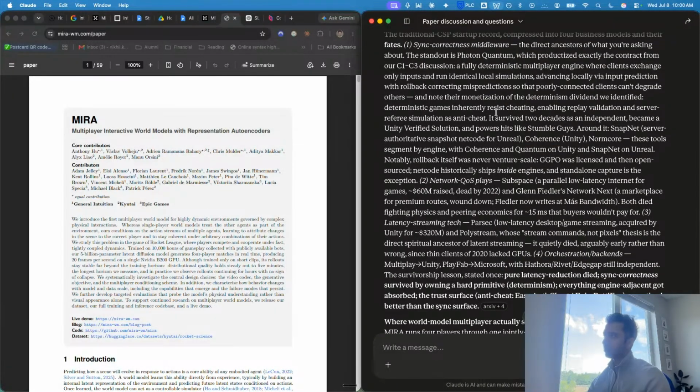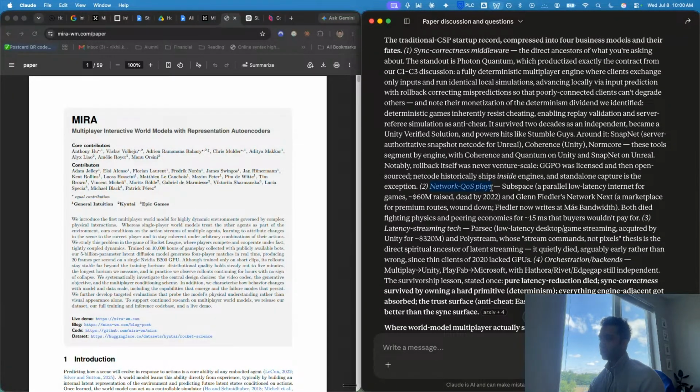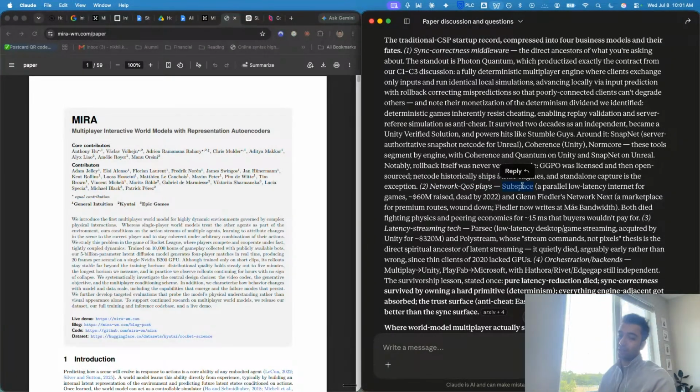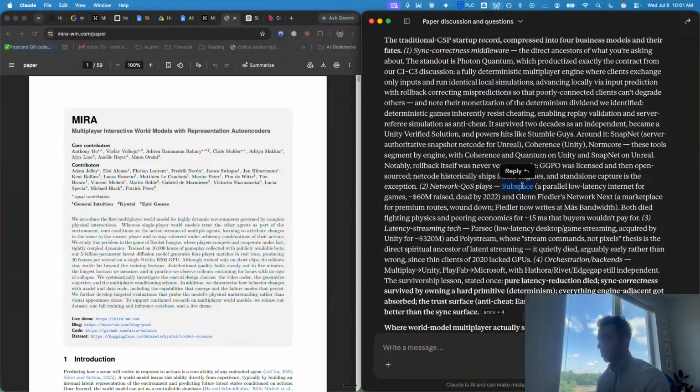So those exist. And then there's network quality of service plays, which is like, instead of building this synchronization layer, why don't we just make the internet faster so that you decrease the need for a synchronization layer? So Subspace was a company that built a faster network infrastructure, which multiplayer gaming studios could use for a faster connection between players in the same game. But apparently this didn't work because the infrastructure costs were too much to maintain, and they died.